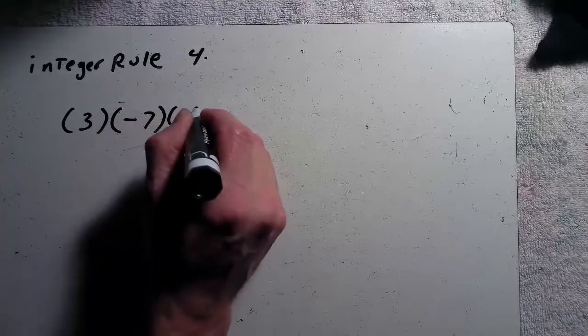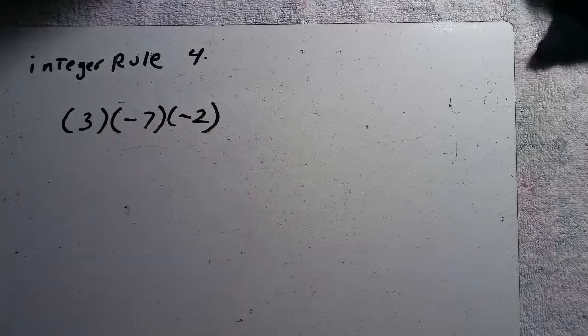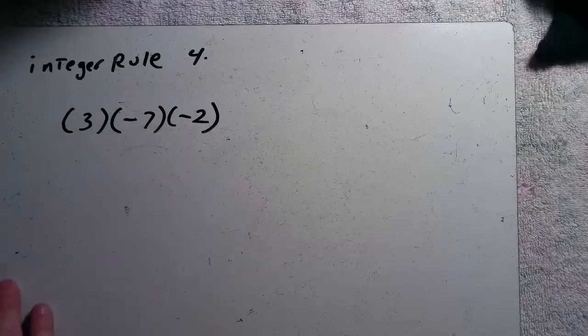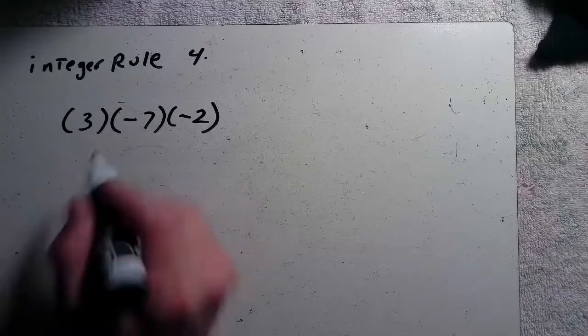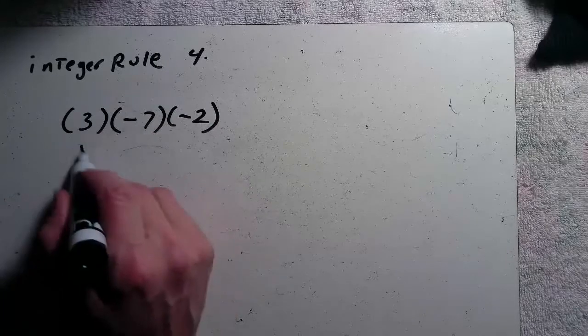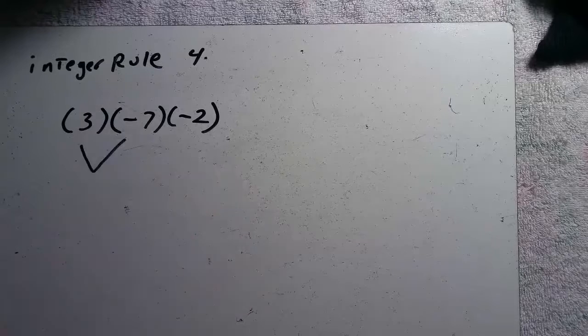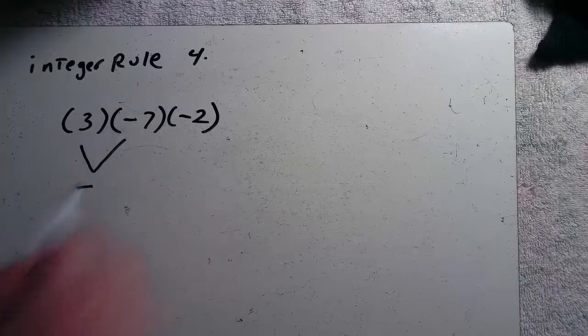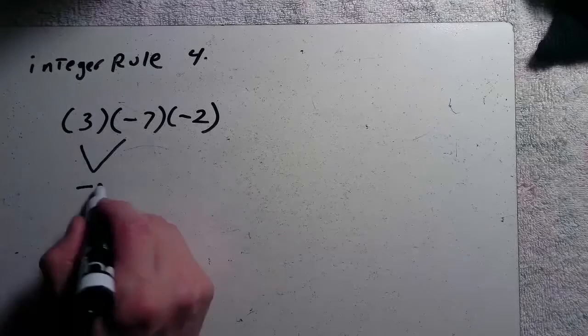Sometimes we're going to have to multiply more than 2 sets of integers. So we get a positive 3 times a negative 7 times a negative 2. What you're going to do is perform this left to right and work two integers at a time. So I got a positive 3 and a negative 7. If the signs are different, it's an automatic negative on the outcome of the answer. 3 times 7 is 21.